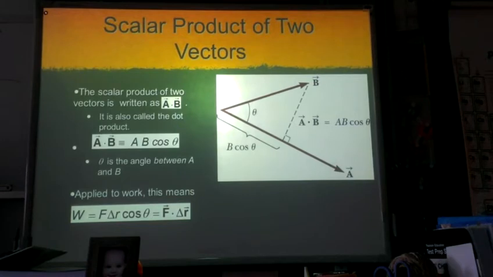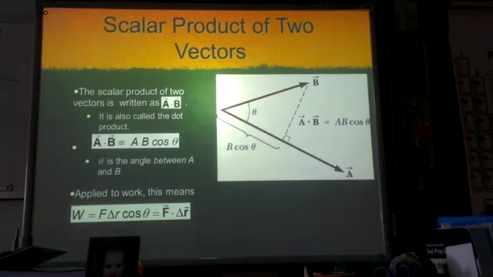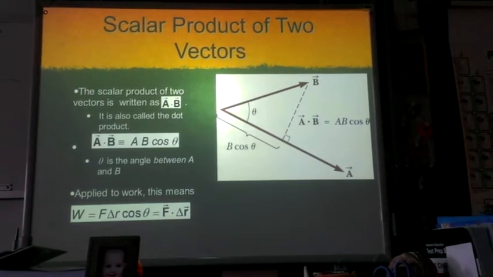Hello children, we are starting off with scalar product of two vectors, and then we're going hopefully to talk about work being done by varying forces, and then we will end our video with Hooke's law, which is work done by a spring. Okay, so we kind of already talked about the scalar product of two vectors because we were talking about that with work.